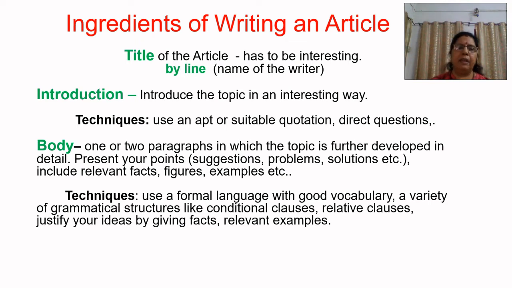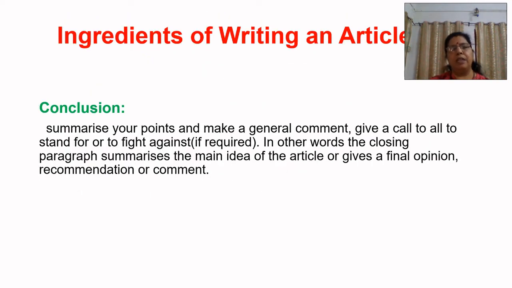Then in these paragraphs, you will be justifying your ideas by giving facts and relevant examples. Then we move to the last paragraph, that is a conclusion. And here in this paragraph, you summarize your points and make a general comment, or you give a call to all to stand for or to fight against something. In other words, the closing paragraph summarizes the main idea of the article, or it gives a final opinion, recommendation, or comment. So these are the ingredients that we need to write an article.